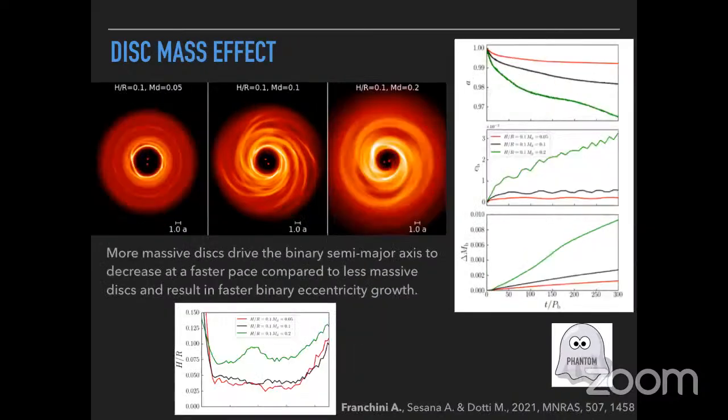And we also explored the effect of the disk mass, since the mass of the disk is important in driving this self-regulation process, because basically the disk self-regulates at an aspect ratio which is almost comparable to the mass of the disk. So when the two are comparable, the disk is stable against gravitational instabilities. And we can just see that the more massive disks drive the binary to evolve at a faster pace, but that's to be expected. Also massive disks drive the binary eccentricity, which is shown in the middle panel, to increase more significantly.